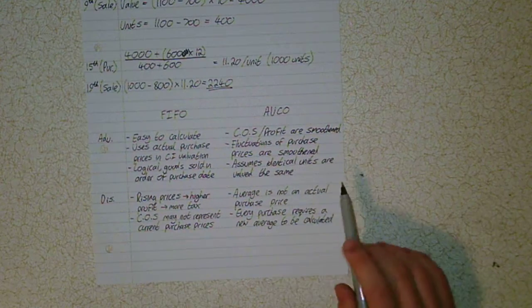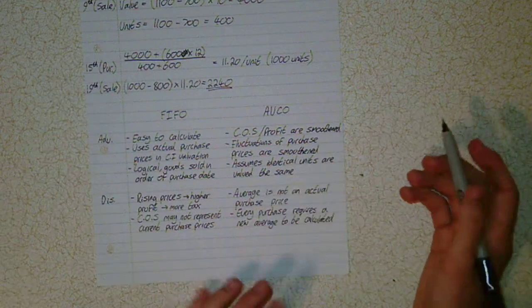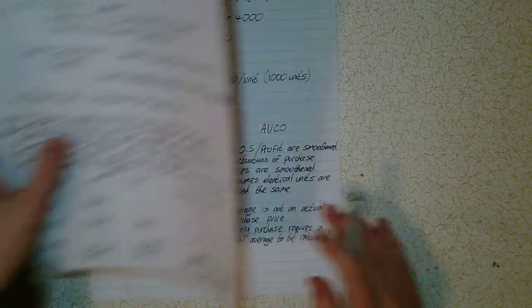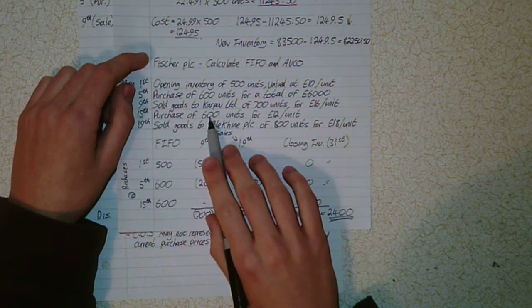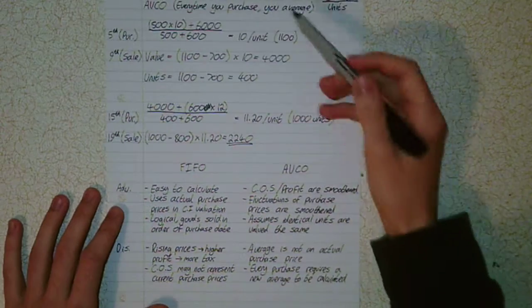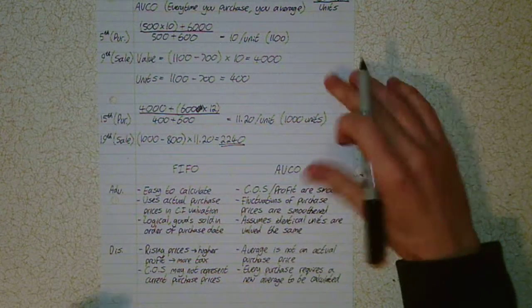And also, what's quite smart about AVCO is it assumes identical units purchased at different times are valued the same. So here, we're purchasing identical units, 500, 600, 600, but they're all valued differently, whereas here, AVCO, it averages all the units, regardless of when they're purchased.